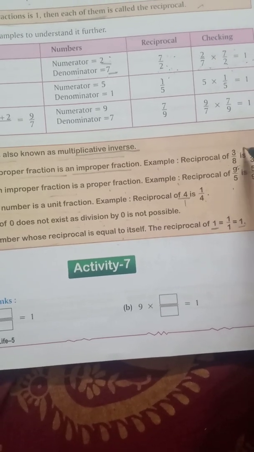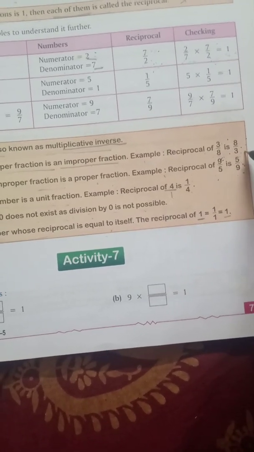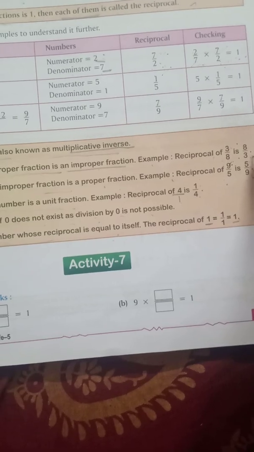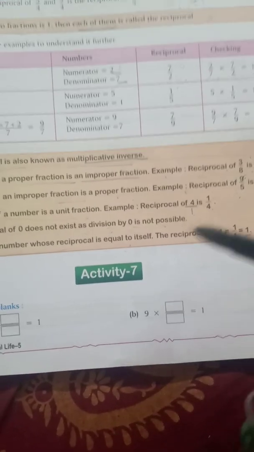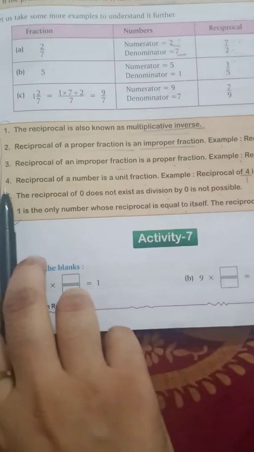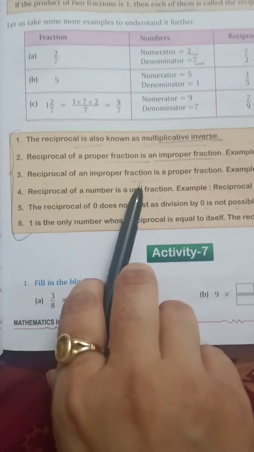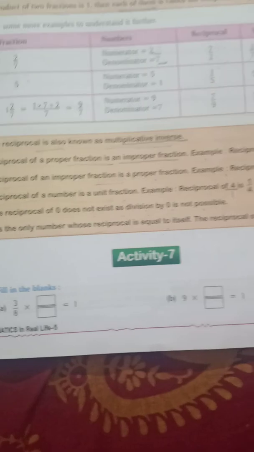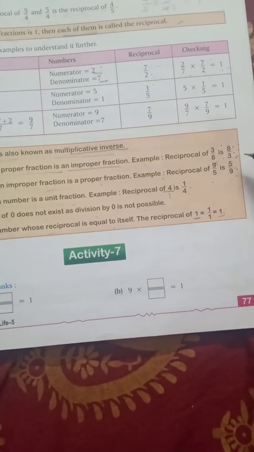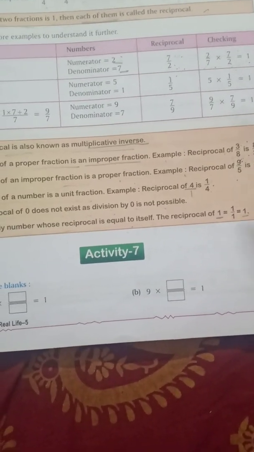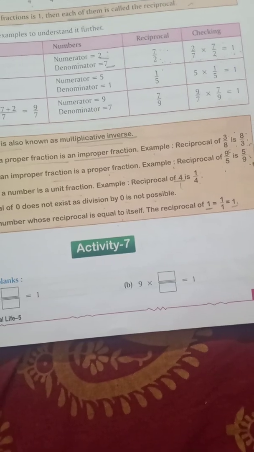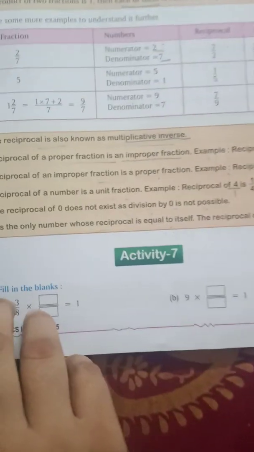So when we reciprocate it, it will become 8 by 3. That is an improper fraction in which the numerator is greater than the denominator. Then vice versa, the reciprocal of an improper fraction is a proper fraction. That means if we have 9 by 5, the reciprocal of it is 5 by 9. This is an improper fraction and the reciprocal is a proper fraction.